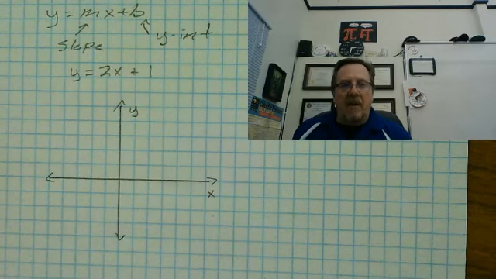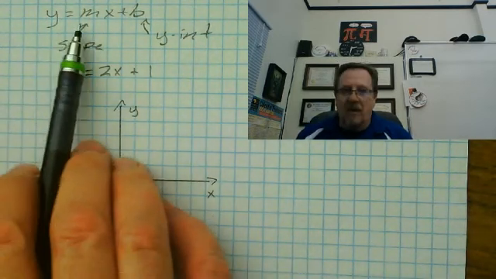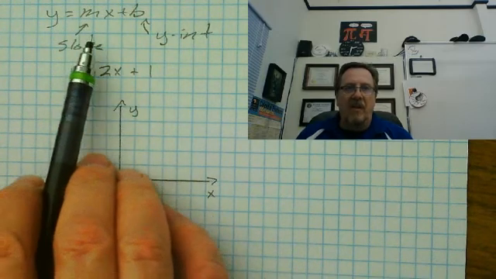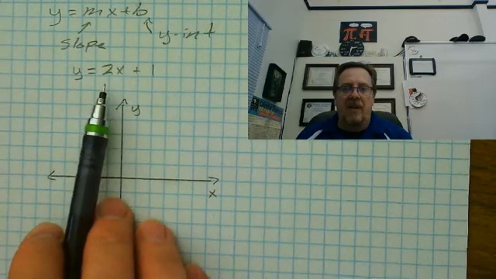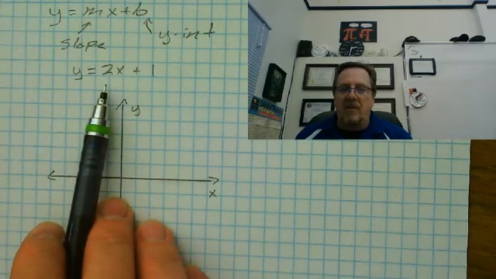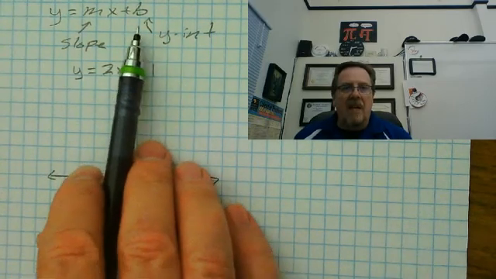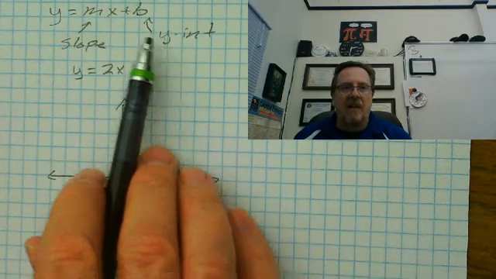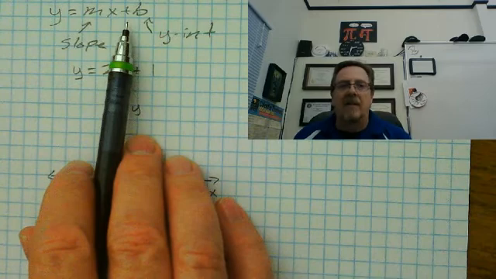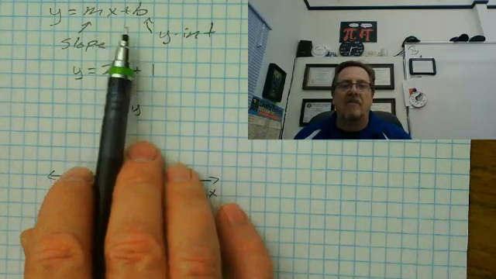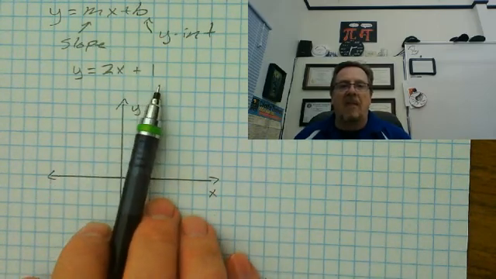Okay? And remember, our slope is in the position right before the x. So when we look at this equation, the 2 is in the position right before the x. So the 2 is going to be our slope. Our b, the y-intercept, comes after that. It's the thing that is either added or subtracted from the x term. And in this case, we're adding 1.